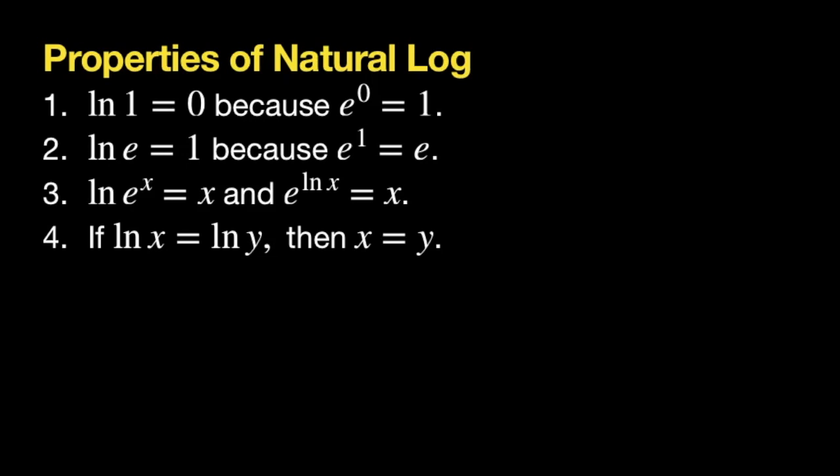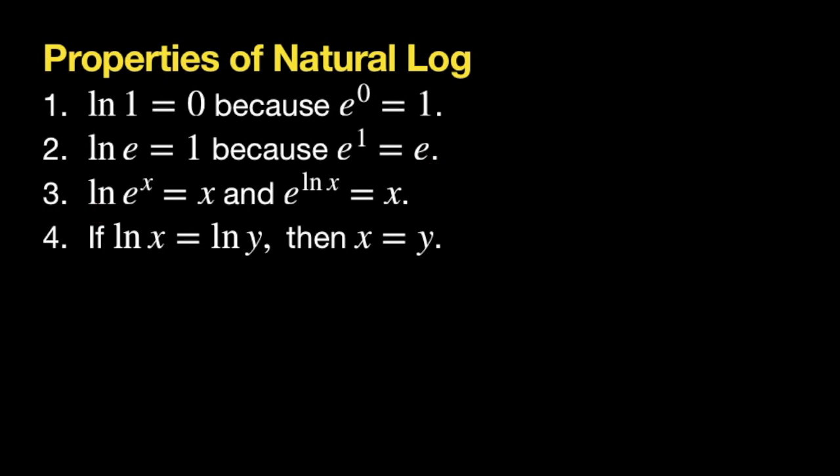The properties of natural log are going to be similar to the properties of logarithms. So if we have ln of 1, that is going to be equal to 0, because if we have e to the 0 power, that's going to be 1. If we have ln of e, as we tested out earlier, that's going to be equal to 1, because e to the first power gives me e.